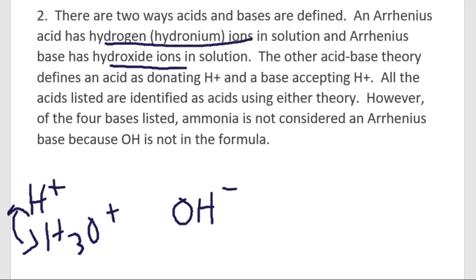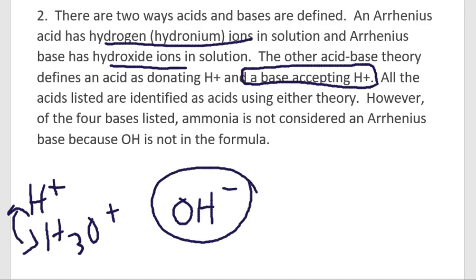The other acid-base theory defines an acid as donating H+ and a base as accepting H+. So it's crucial that you realize that with this other acid-base theory, the hydroxide ions end up as a result of this donating and accepting, but you're not necessarily going to see them right away in the formula.